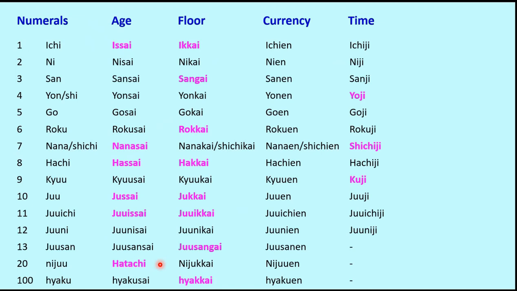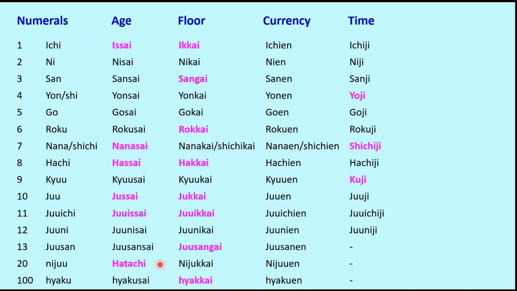So we have ichiji, niji, sanji, yoji. Mind it here, it's not yonji, it's yoji. That is 4 o'clock. Goji 5 o'clock, rokuji 6 o'clock, shichiji. There is no nanaji. It is shichiji for 7 o'clock. We have hachiji for 8 o'clock. Kuji. Again, this is an exception for 9 o'clock. It is not kyuji, but it is kuji. Then we have juji for 10 o'clock, juichiji for 11 o'clock, and juniji for 12 o'clock.